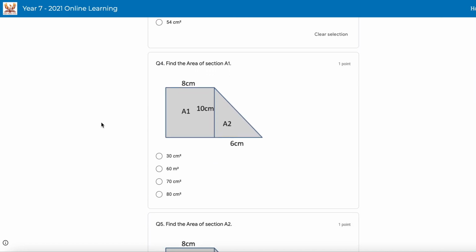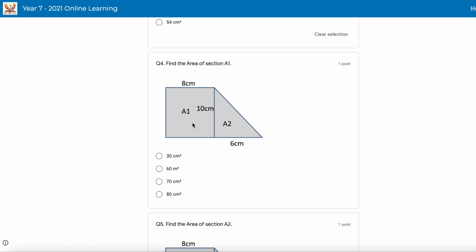Okay, so this time we've got another composite shape, but instead of having two rectangles which make up the shape, we've got a rectangle and a triangle. So we need to know how to find the area of a rectangle, and we need to know how to find the area of a triangle. So question 4, find the area of section A1. Well, that's just this section here, which is the rectangle.